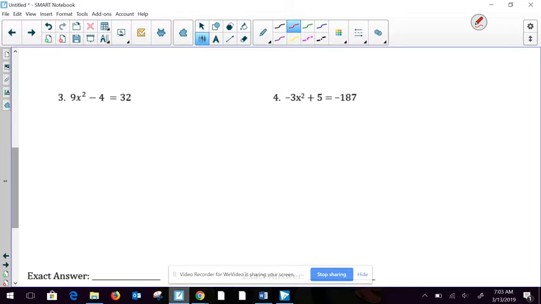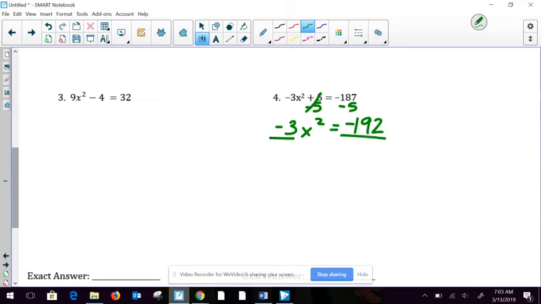The next one I want to skip to is number 4. Now, number 4 is the larger problem. It has the most amount of steps. So when we look at number 4, again, we're trying to get our x squared term by itself. The first thing I want to do is minus 5 to both sides. So I get a negative 3x squared is equal to, what is a negative 187 minus 5? Great, a negative 192. The key here, what makes this problem tricky is you have a lot of negatives. So make sure you're paying very close attention to those.